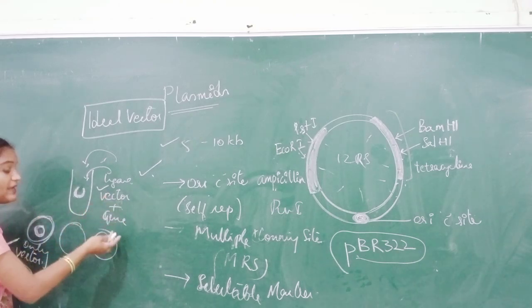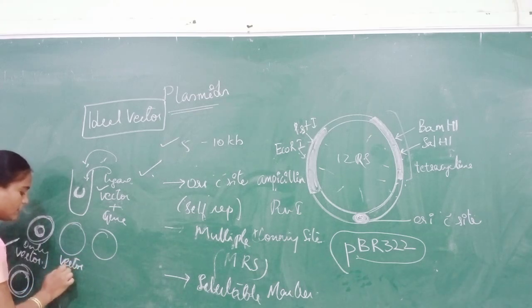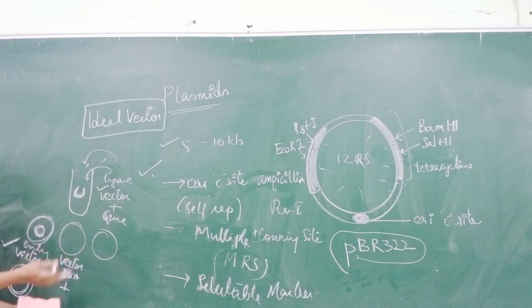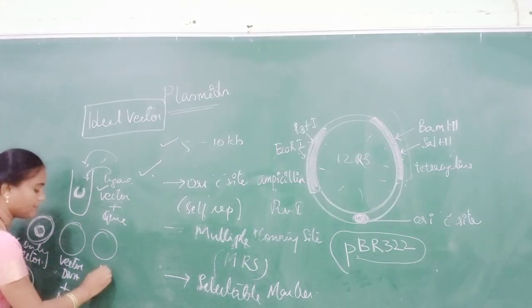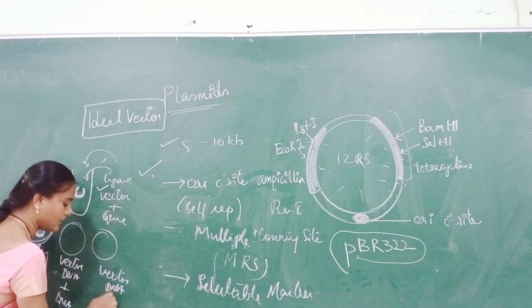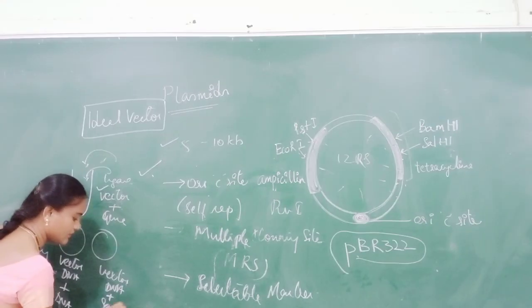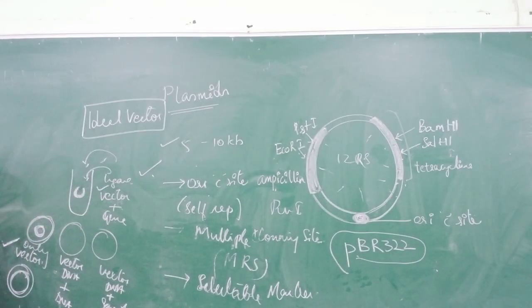So vector DNA plus other than gene of interest may occur. In the reaction mixture, vector DNA plus some other DNA insert may ligate, and in the second reaction this may occur, and in the third step vector DNA plus your gene of interest may ligate upon itself, isn't it? So there are three chances of reactions that may take place.